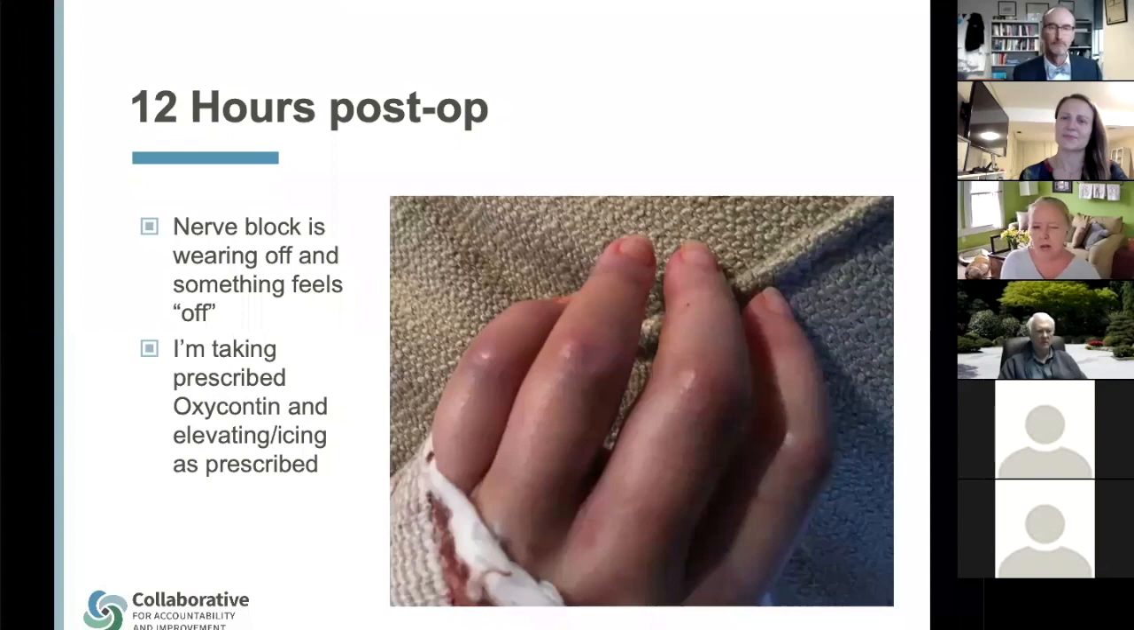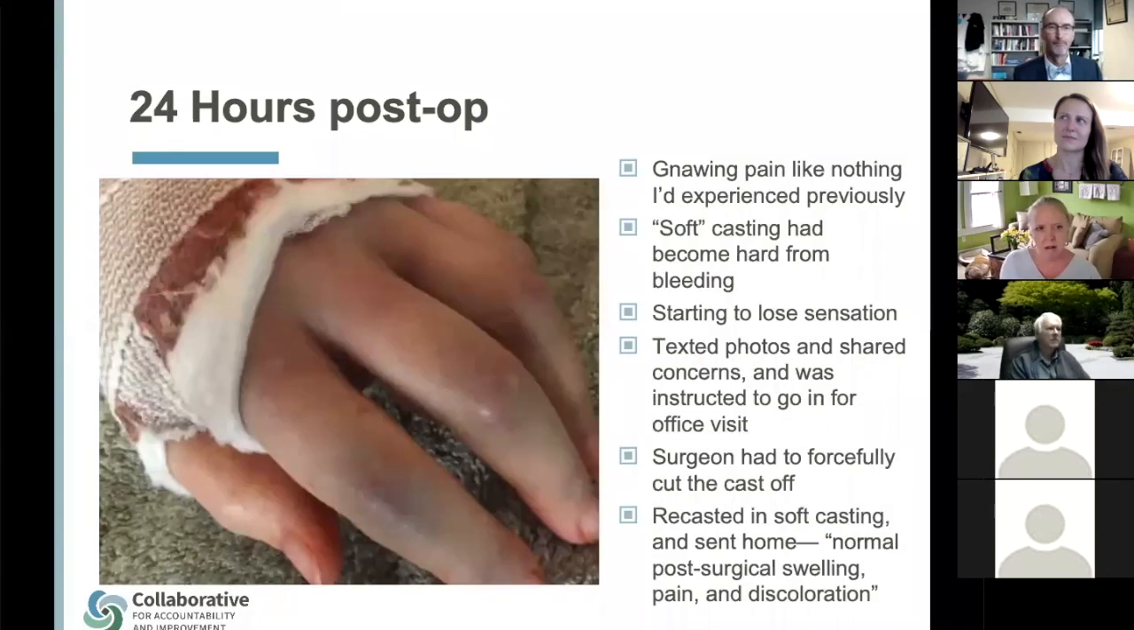Even within the first 12 hours, I would say, as soon as the nerve block started wearing off, something just felt not right. And I'm pretty accustomed to pain, even post-surgical pain. I've had a lot of it in my life. I was taking the prescribed OxyContin, I was elevating, I was icing, but something just wasn't quite right. So I tried to get some sleep. So we can go to the next slide.